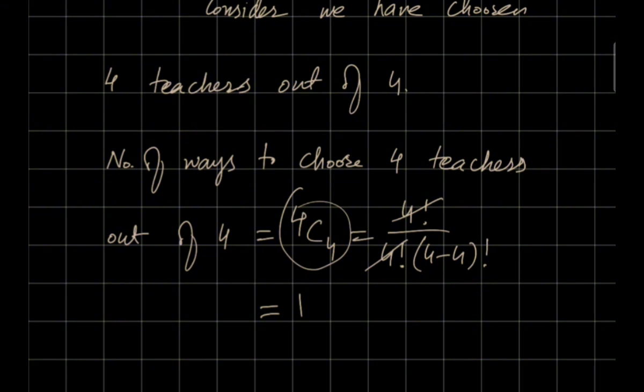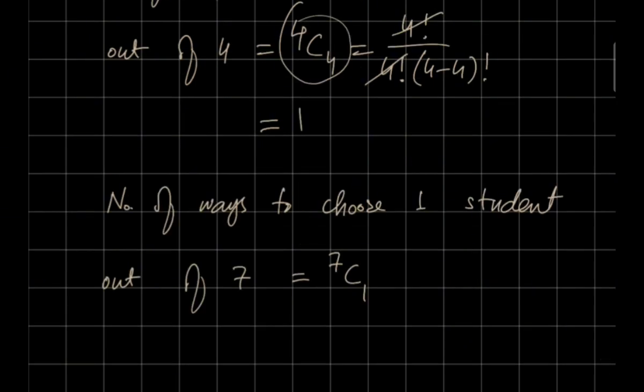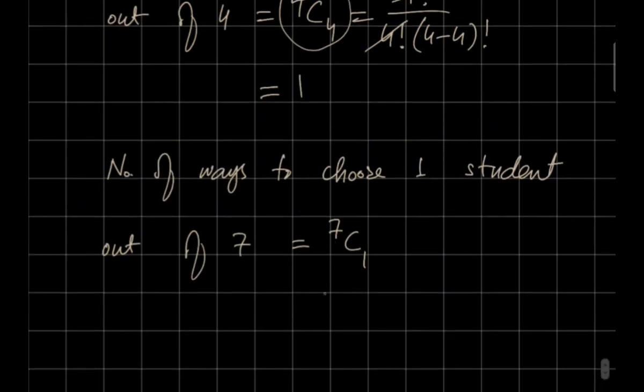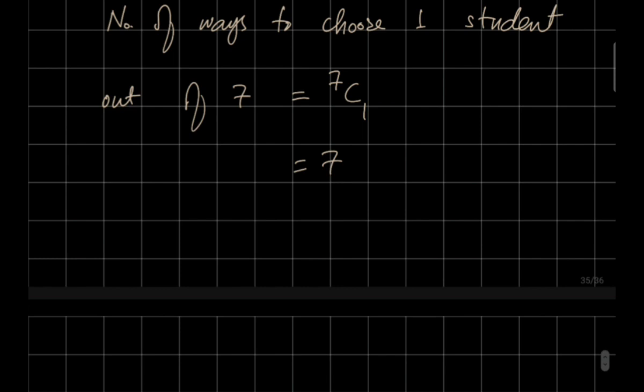So we have to choose 1 student. Since there are total 7 students and we want to pick one of them, we will use the formula 7C1, which is 7. So what is the answer of this case number 2?